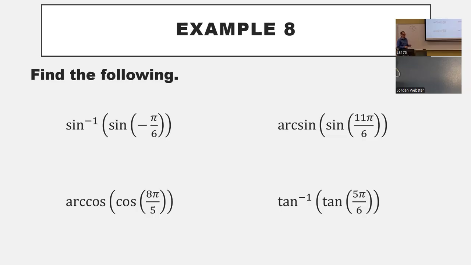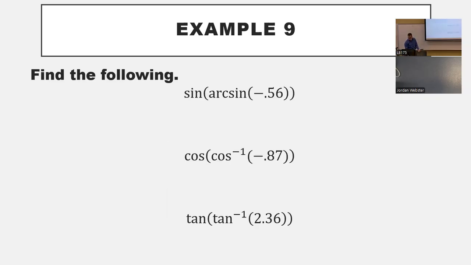You think about where 5 pi over 6 and negative pi over 6 are. Because of the way tangent works, that's what happens. Is everybody okay with that? Okay. I won't belabor that point. There you go.